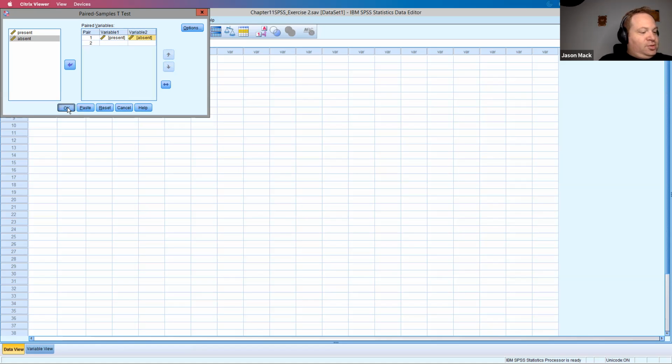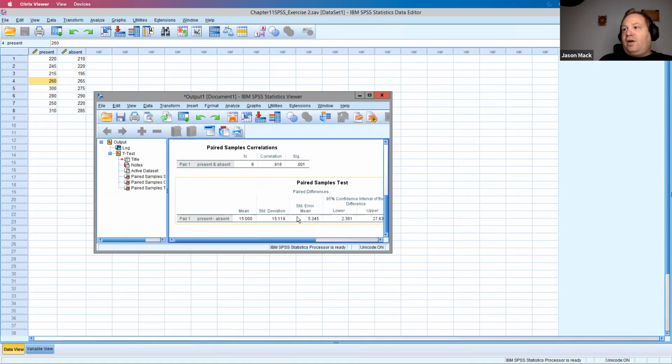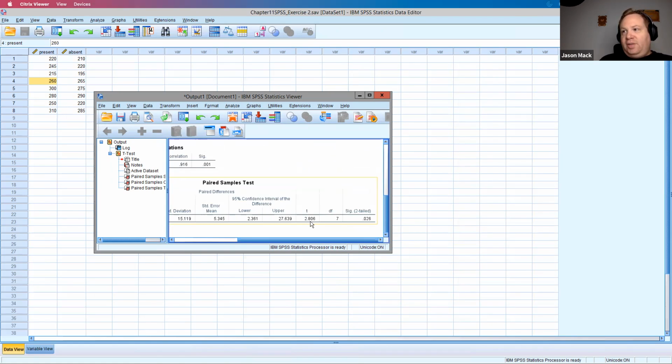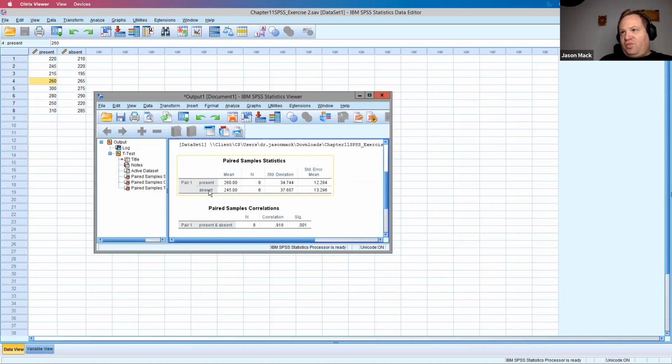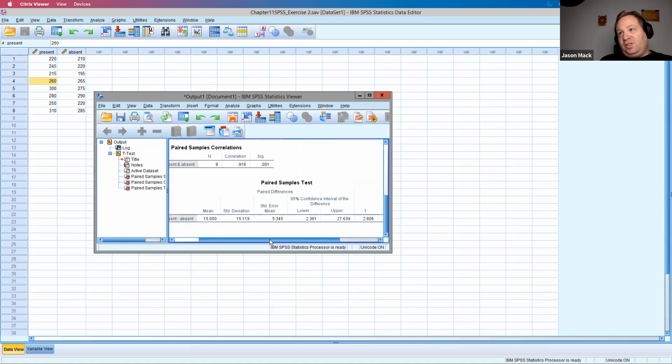So it's a paired sample test. We say okay, and then we're going to get our statistics right here. As you can see, our standard error of the mean is 5.345. Our mean is 15, which we just looked at in the worksheet. And our t obtained value is 2.806. Now you can do stuff by hand. You can also use SPSS on the exam. That's totally okay. But as you can see, that's much quicker.